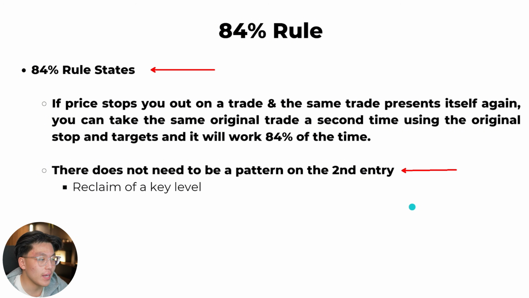So when we're looking for the 84% rule, there does not need to be a pattern on the second entry. What the second entry can be is a reclaim of a key level. Depending on the setup that you use, this can be the break and retest, this can be the opening range break, this can be your previous day high and low break and retest, this can be an order block break and retest. As long as it reclaims that key level, we can put on the exact same trade thesis as we did the original trade, and now we can expect it to work 84% of the time. So as you can see, it is a very powerful rule, and if the trade sets back up, it's going to work 84% of the time. So you can see how that would increase your win rate instantly when it comes to your trading.